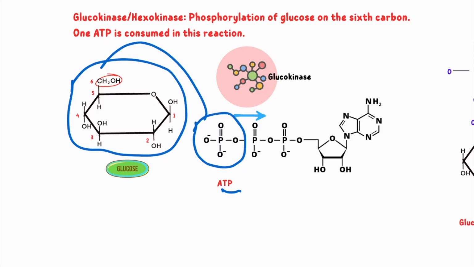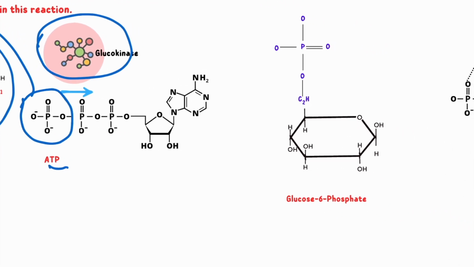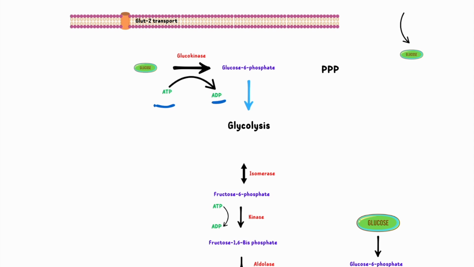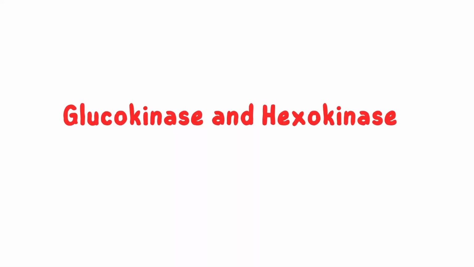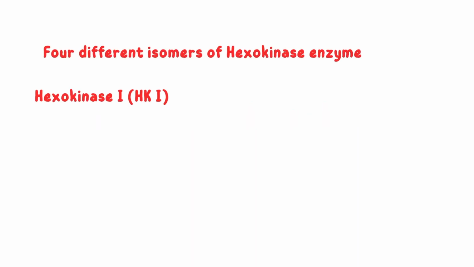In simple terms, we can say that the cells spend ATP as a currency, with the help of the glucokinase enzyme, to trap the stable glucose and ensure that it cannot escape and is ready for the further energy releasing steps like the pentose phosphate pathway and glycolysis pathway. Next, let us see what is the difference between glucokinase and hexokinase enzymes.